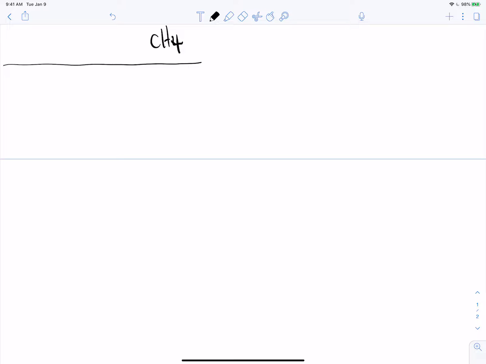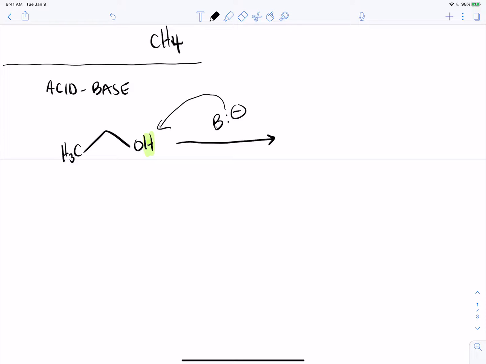Something that may be a little bit more handy, and we know this already, but just as a review, is the acid-base chemistry of alcohols. One feature of an alcohol is that this proton, so now we're just looking at the proton here, is acidic. So if I take this and subject it to some sort of strong base, I can pull that off.